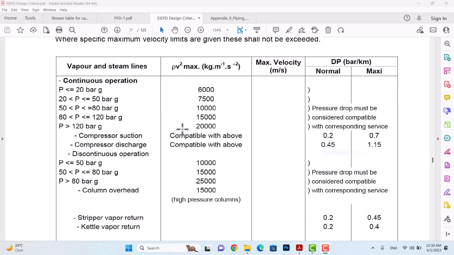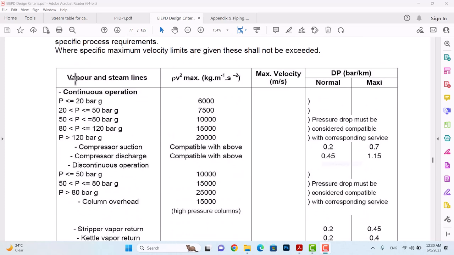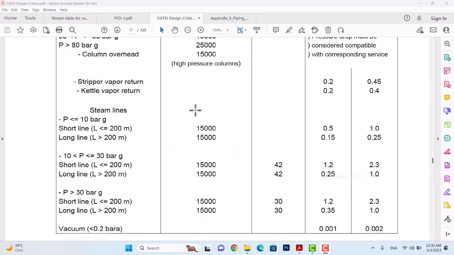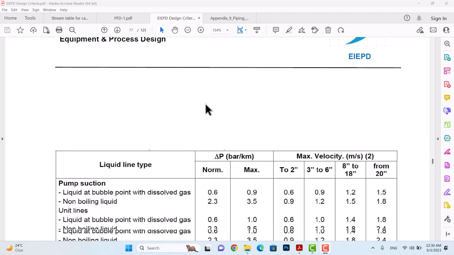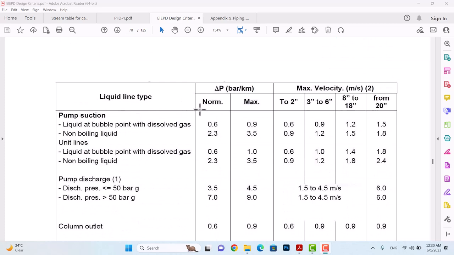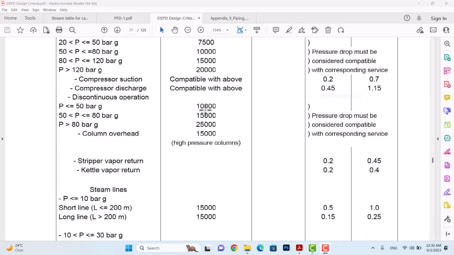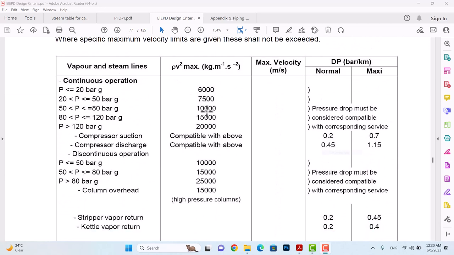So here we have criteria for vapor and steam lines, two tables, one table for vapor and steam lines, and one table for liquid line type. Let's start with this one. As you see here, the basis for our calculations when it comes to line sizing is these two tables. Based on different applications, we have different velocity here. It is called J factor or velocity here, maximum velocity and pressure drop per kilometer, 1 kilometer.